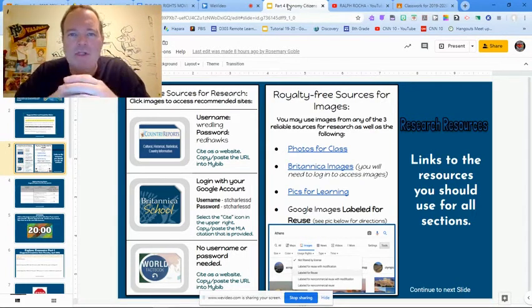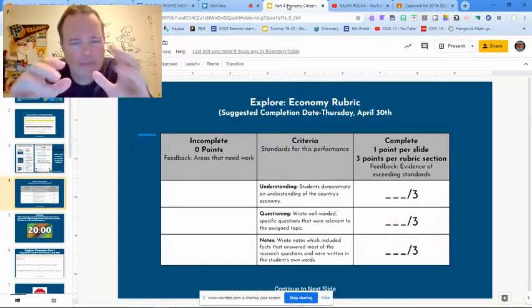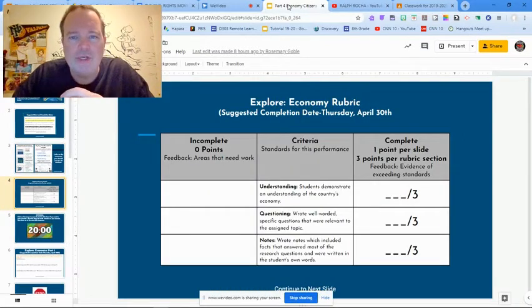Same sites, so this slide is pretty much the same you've done, but again, questions, email me, request a video chat, or Wednesday we'll have a Google Hangout. Okay, so this one is your rubric. 3 points for each section. Okay, same that we've been doing. Most of you have been getting those points, those 9 points.